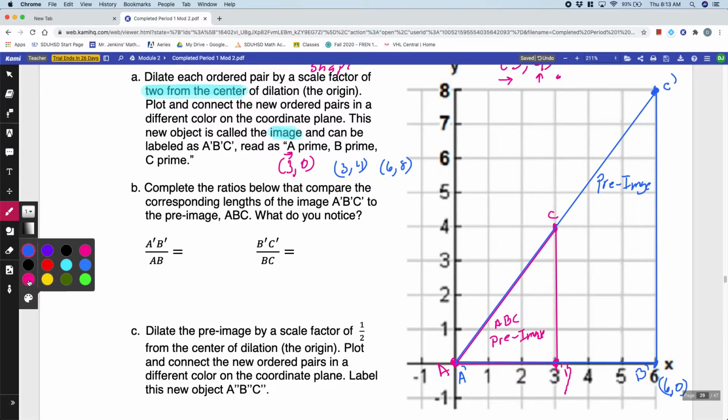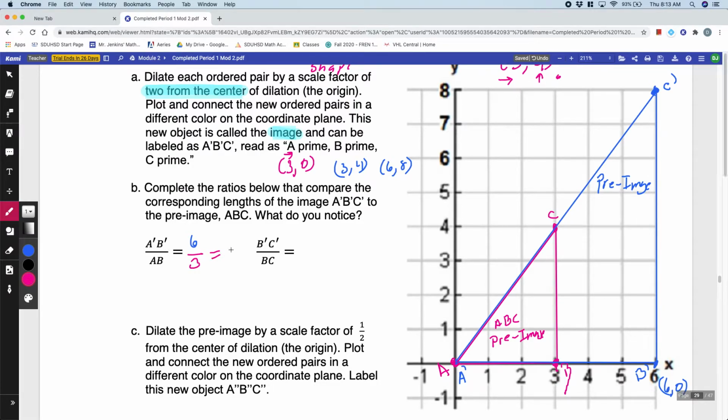So now let's look at the length. The length of A prime, B prime is 6. I started at 0, I went over 1, 2, 3, 4, 5, 6. And the length of, I'll do this in pink, of AB is just 1, 2, 3. That simplifies to 2. So that's the scale factor.